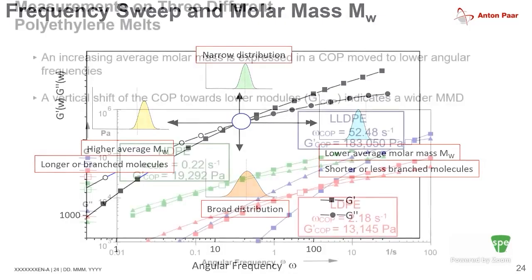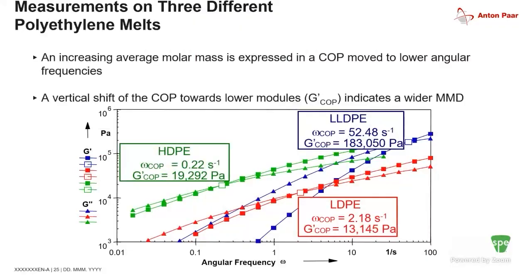And this is actually seen here, where we look at 3 different polyethylene melts. So in the case of linear low density polyethylene, LLDPE, the crossover point is shifted to the highest frequency because it has the smallest chains. And also since they're very much the same chain length, that crossover point on the Y scale is shifted to the highest point, whereas something like low density polyethylene or LDPE is somewhere in the middle.